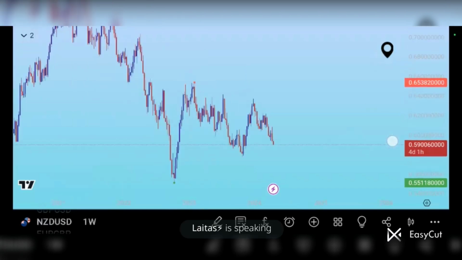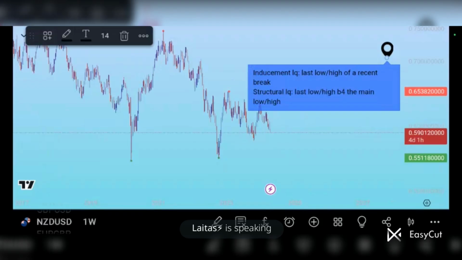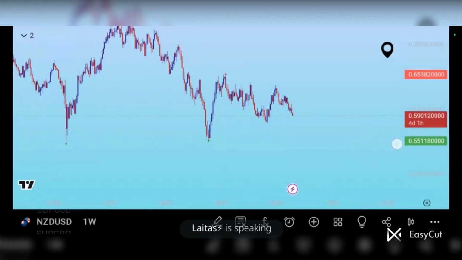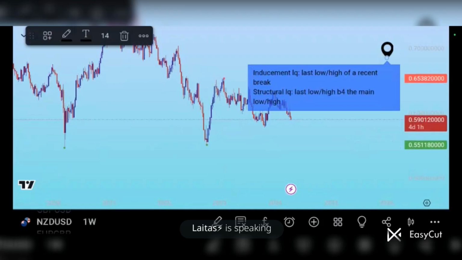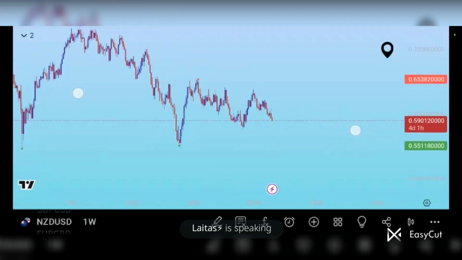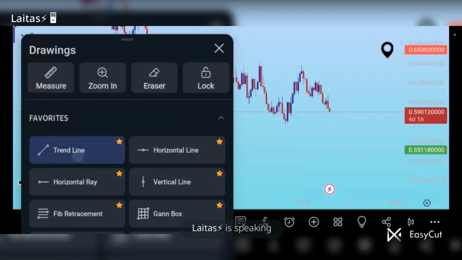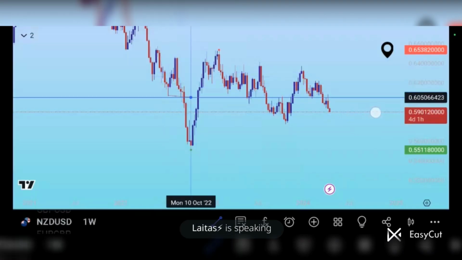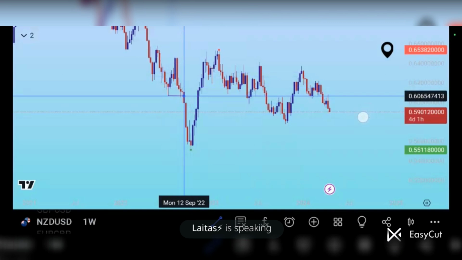Okay, so now before we look for our last low or high of a break, what will we be looking for? We'll be looking for a break. Before you can look for the low, you first look for the break. So what can we see here on this weekly time frame? We see a break.